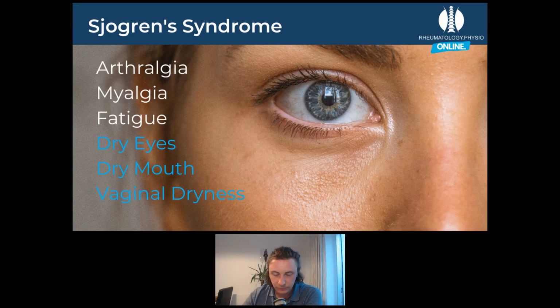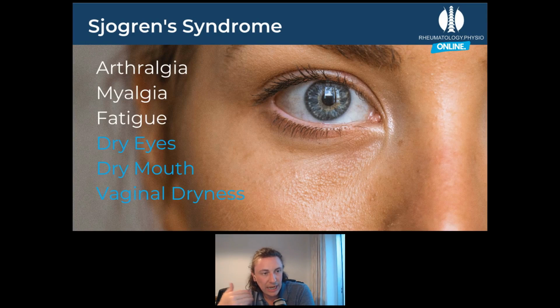So anybody working in women's health, you might see that as the presenting complaint, and then you map that onto arthralgia, myalgia, fatigue, dry eyes and dry mouth, and that's where you might have to work backwards a little bit, compared to those of us in musculoskeletal practice who are concentrating on the musculoskeletal symptoms and then adding on these other non-musculoskeletal symptoms.